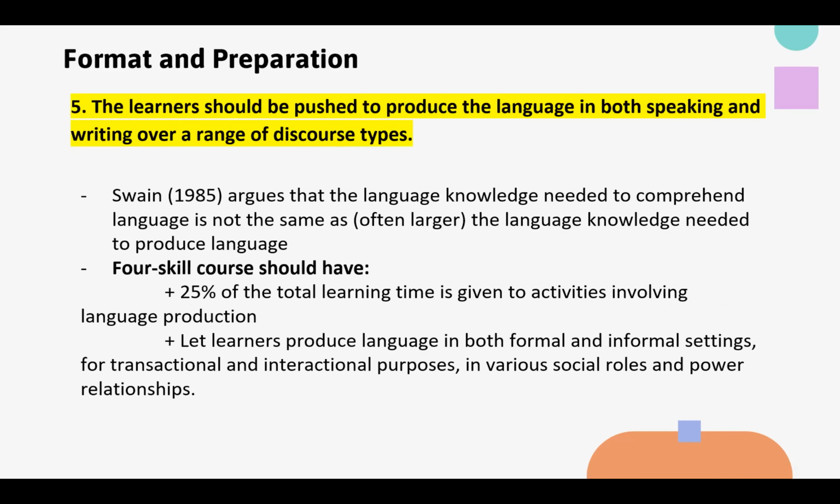Principle number 5, the learner should be pushed to produce the language in both speaking and writing over a range of discourse types. According to Swain in 1985, he argues that the language knowledge needed to comprehend language is not the same as, or often larger than, the language knowledge needed to produce language. So a four-skill course should have at least 20% of the total learning time given to activities involving language production. It also lets learners use language in both formal and informal settings for transactional and interactional purposes in various social roles and power relationships.